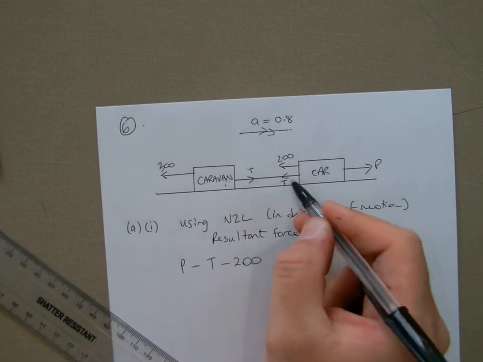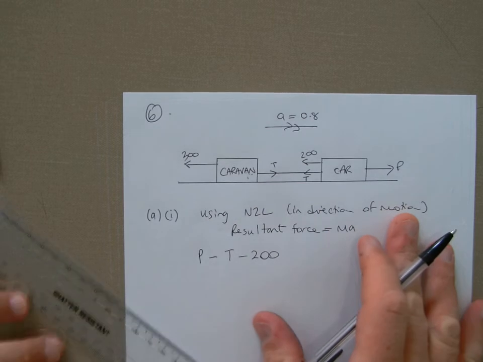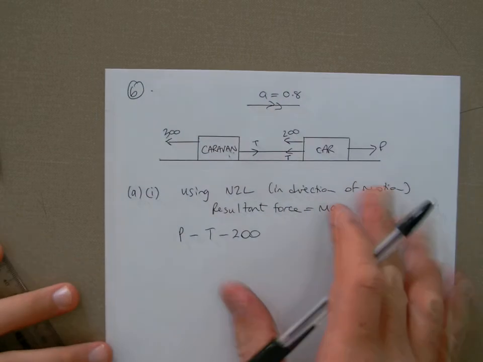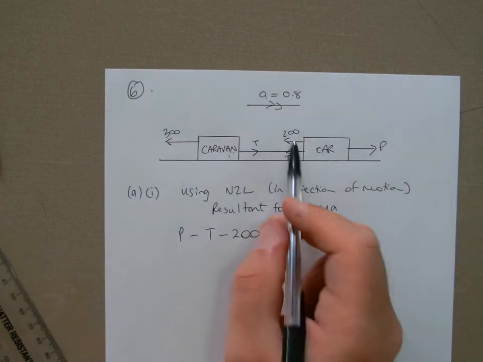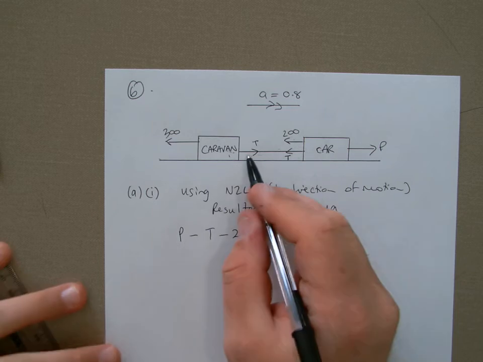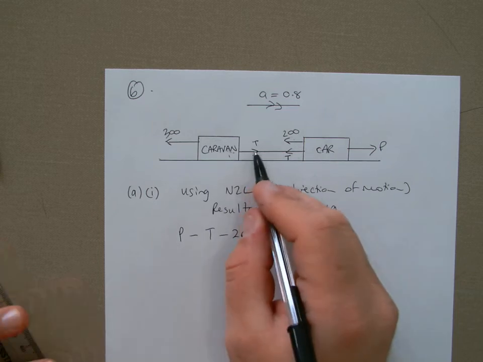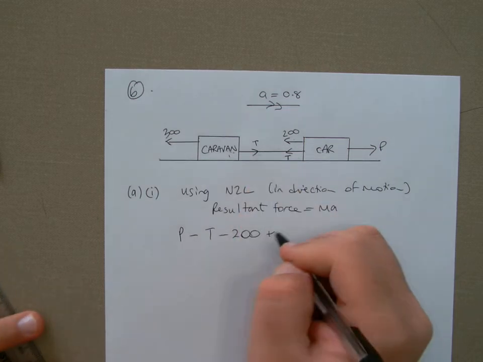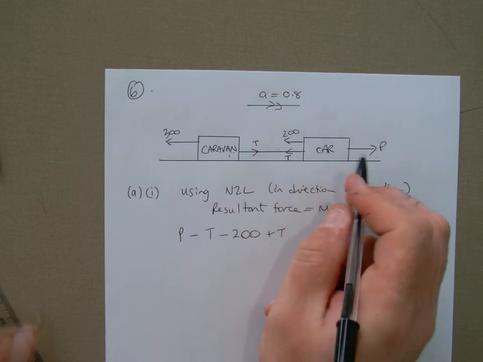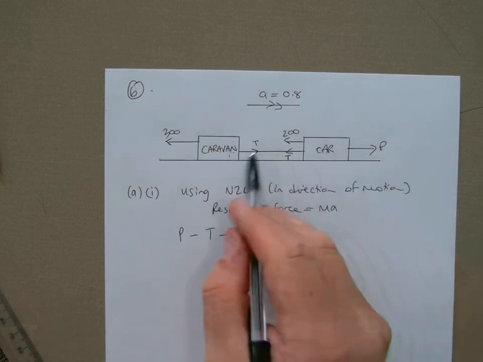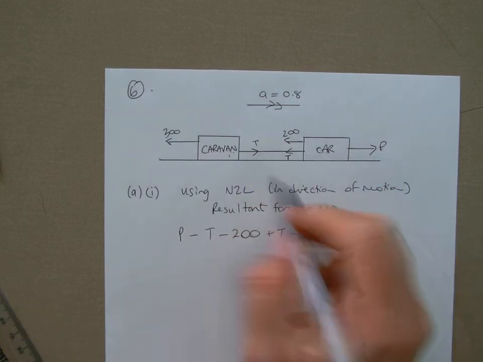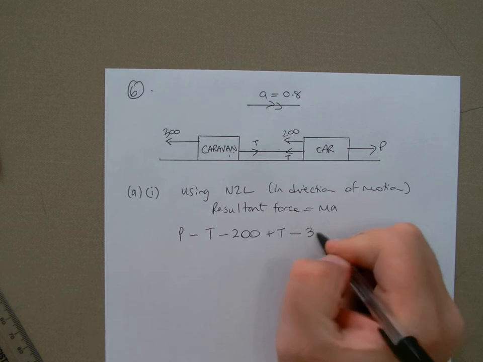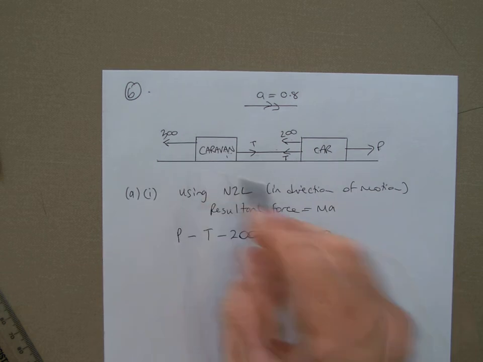So the tension in that tow bar is holding the car back, and the resistance. And then we've got this T here. Well, then we're going to add that T on, because that T is going in the positive direction, in the direction of motion. And then we're going to take away the 300, the resistance force on the caravan.